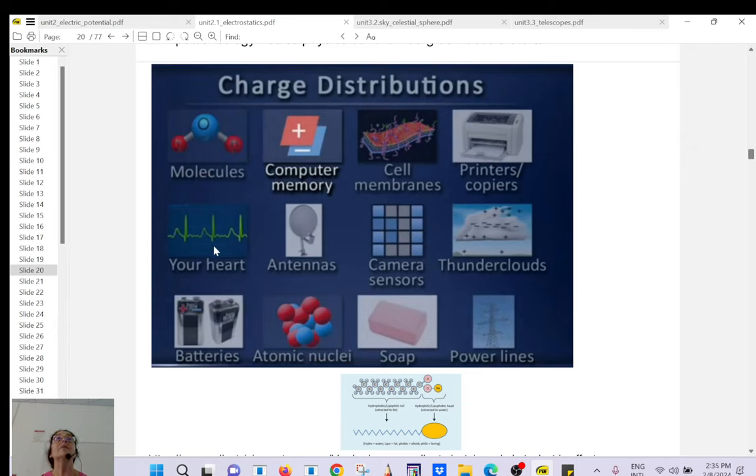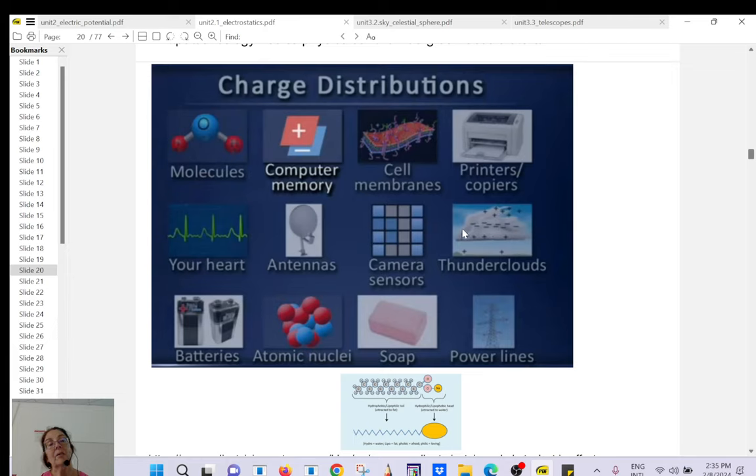The way it works, I will show you in another slide, but it's used in there too. The heart is an electrical system, so it will become a dipole at some point. So one side of the heart will be positive, the other side will be negative. So you have a voltage across your heart. Antennas also use charge going up and down, up and down, up and down. CCD or CMOS, you know, those digital sensors that you have inside your smartphone, for example, also use charges.